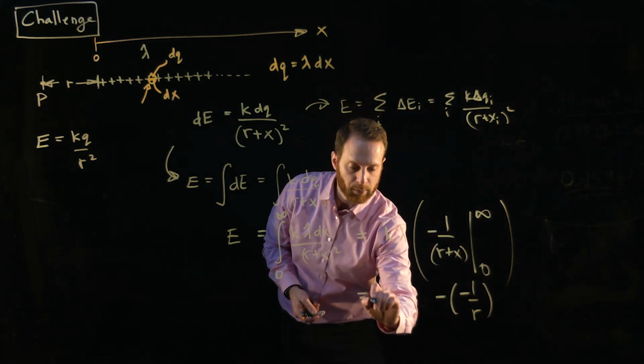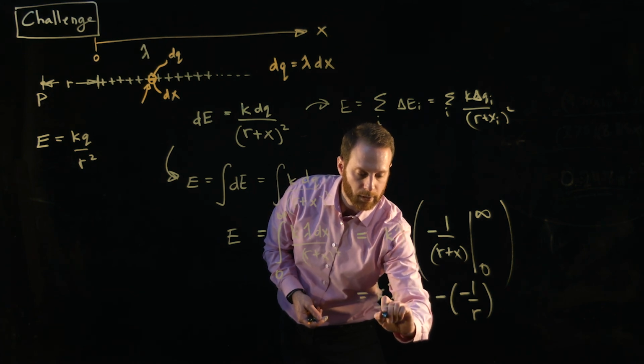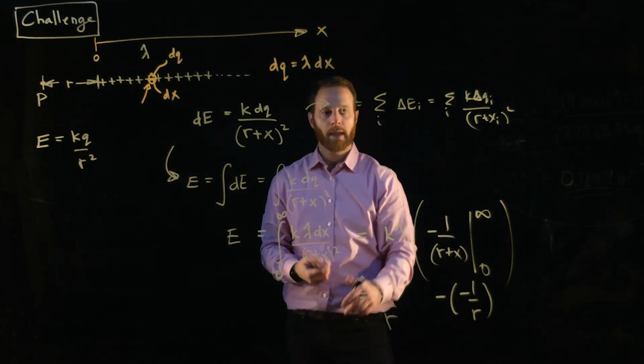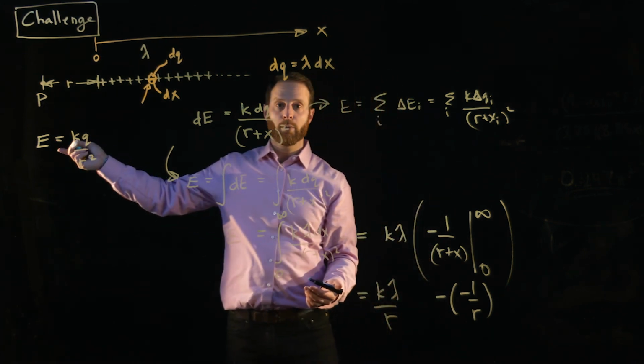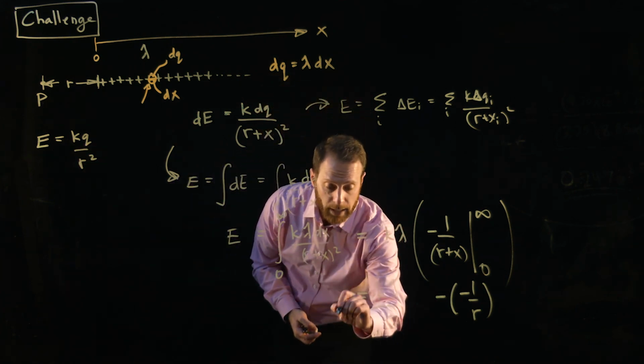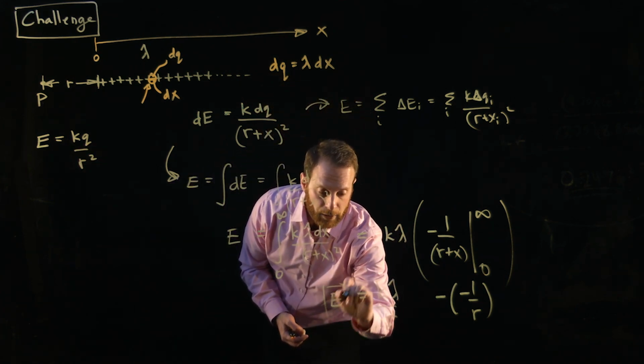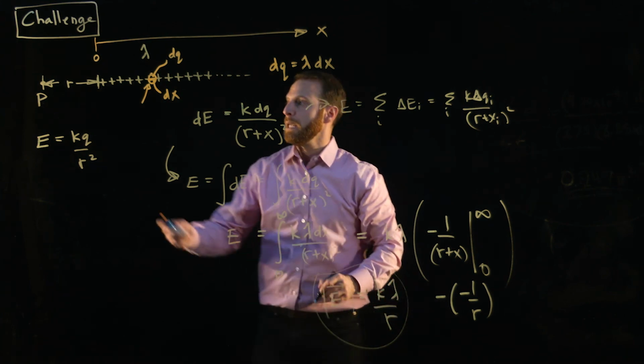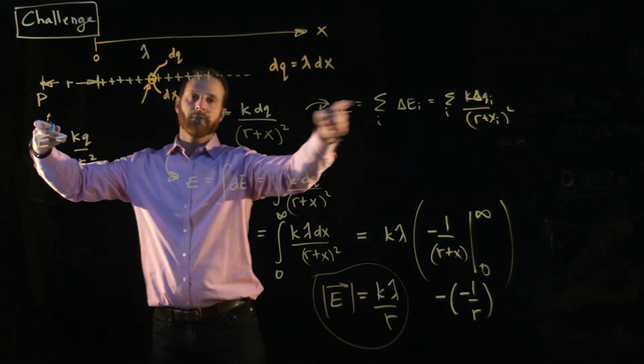And so this turns out to be k lambda over r, and again, the direction is pointing to the left. But in any case, this is the absolute value of the electric field at a point P, at a distance r from the end of the line of charge.